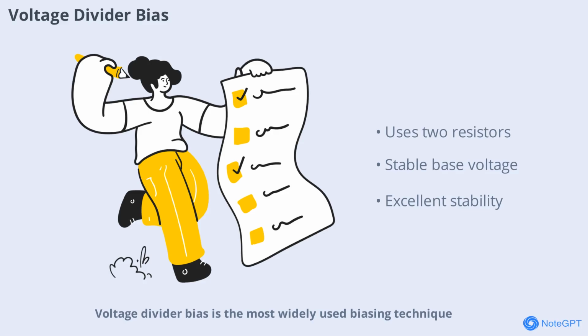Voltage divider bias is the most widely used biasing technique. It uses two resistors to form a voltage divider network, providing a stable base voltage. This method offers excellent stability against variations in transistor parameters and temperature, making it ideal for most amplifier circuits.